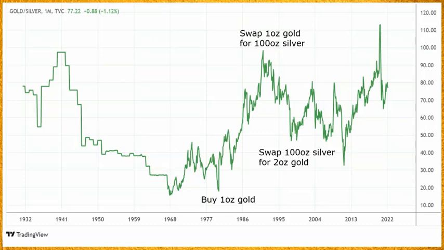On this chart I've marked out, if you bought 1 ounce of gold here when the ratio was at 20 and held it, and then when the ratio went up to 100, you swap that ounce of gold for 100 ounces of silver. And then when the ratio comes down to, let's say, 50, you swap that 100 ounces of silver back into gold, and you get 2 ounces of gold. So from here to here, you've doubled your gold.